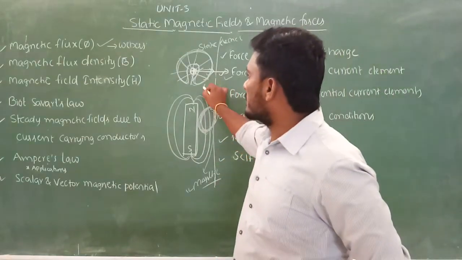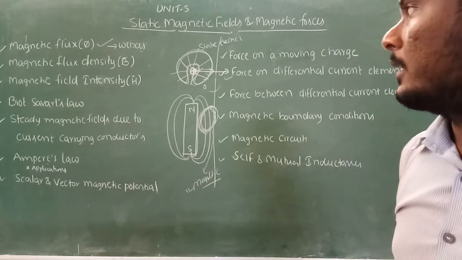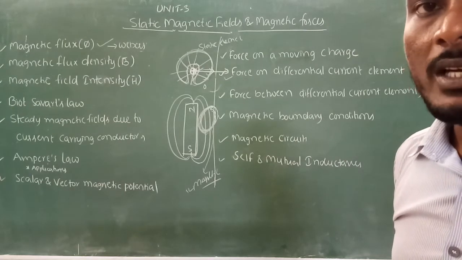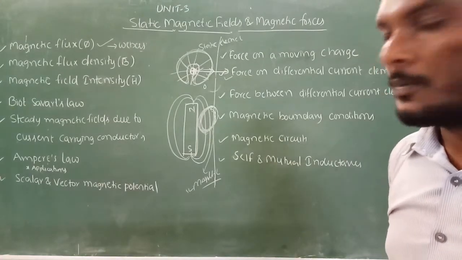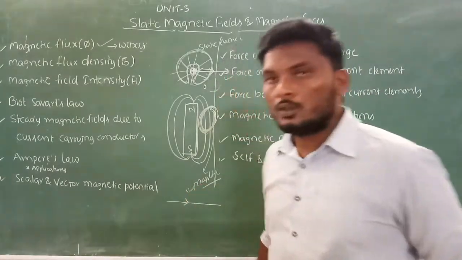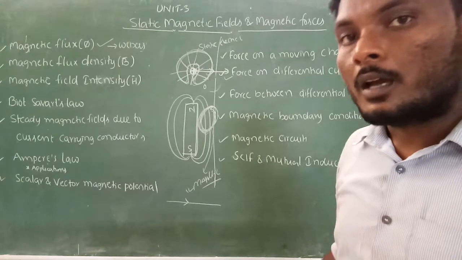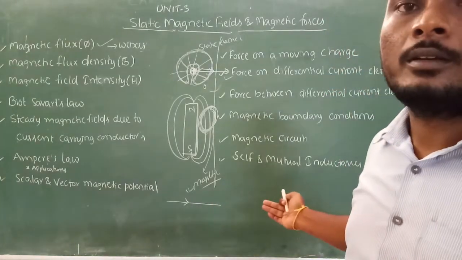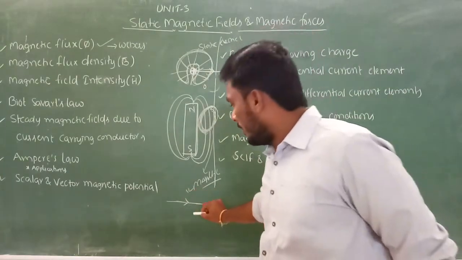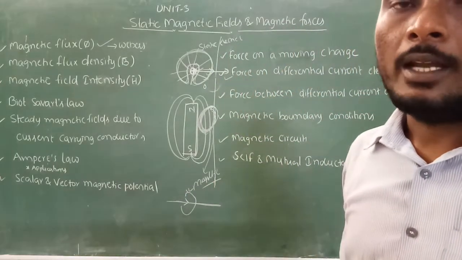But according to Oersted, Oersted gave a relation between electricity and magnetism, electrostatics and magnetostatics. What is that relation? Whenever there is a current flowing through a conductor, what will happen? Current flowing means charge is moving. So, current flowing in the conductor produces a magnetic field around it, and it is in the circular direction.